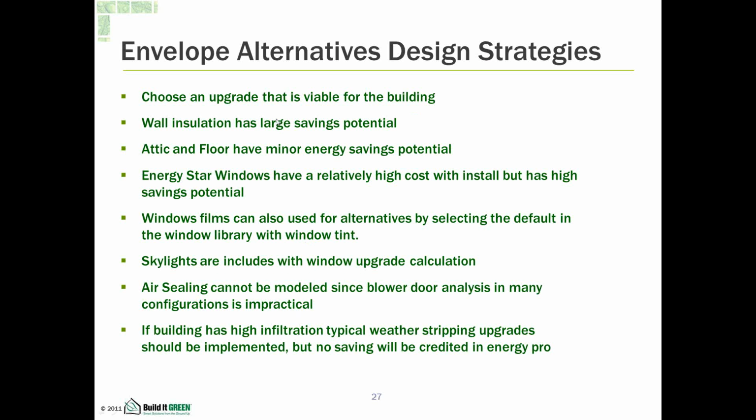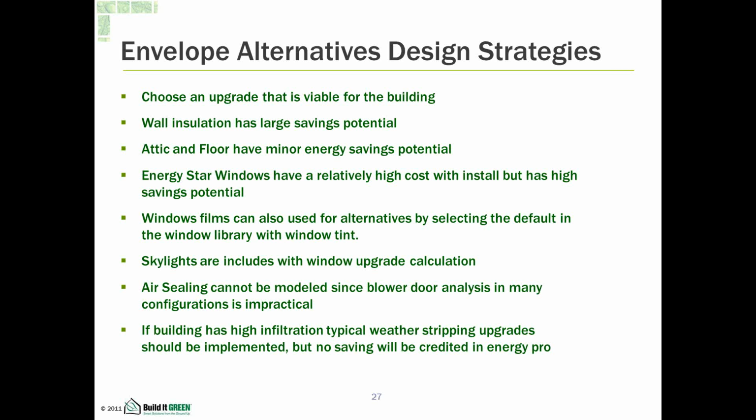So just some alternative design strategies. You want to choose an upgrade that's viable for the building, something that will work for the building and not just do it for the sake of an upgrade. Wall insulation has the biggest savings potential that I've seen. Attic and floors have relatively minor energy savings potentials. I know Manual J shows me huge load reductions, but with Energy Pro, it pretty much looks at insulation improvement as it relates to the HVAC systems.